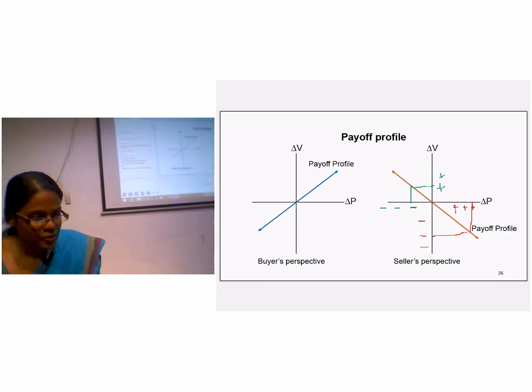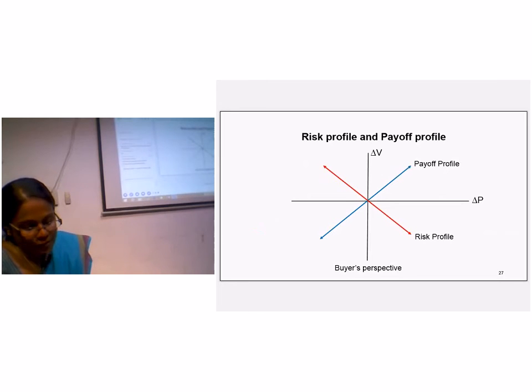Okay, shall we start? Now the next slide, we are going to check the risk profile and payoff profile from the buyer's perspective. You can see the risk profile and payoff profile are totally opposite to each other. The risk profile is in red color for the buyer. Risk profile is the plot of changing prices and changing value without any contract. Then the payoff profile is changing price and changing value with the forward contract. You can see the downward sloping curve we have converted into an upward sloping curve with this forward contract.